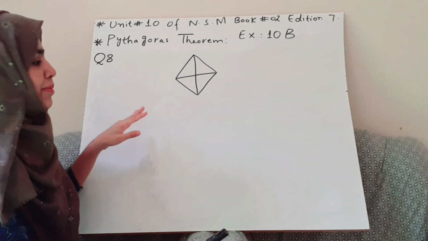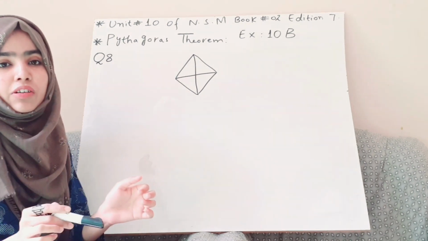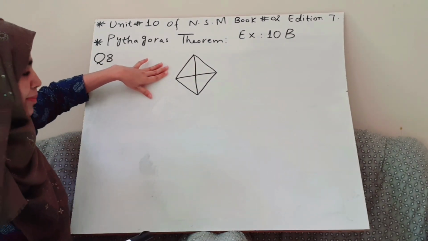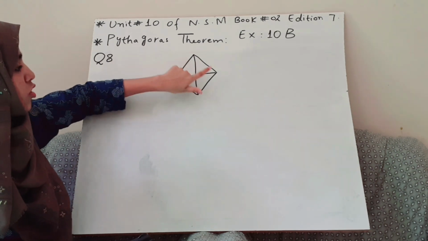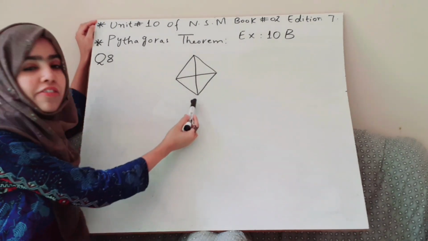Table coaster, what is a table coaster? Table coaster is a mat which we put on a glass table. Okay, so they are saying a table coaster in the shape of a rhombus figure. So what is a rhombus? Rhombus is a four-sided flat figure.